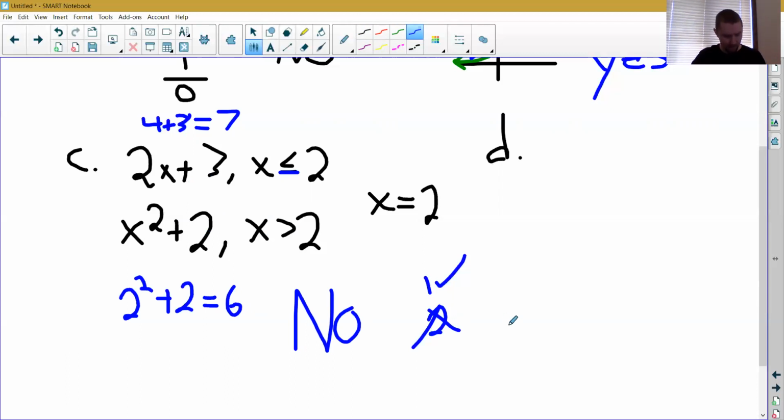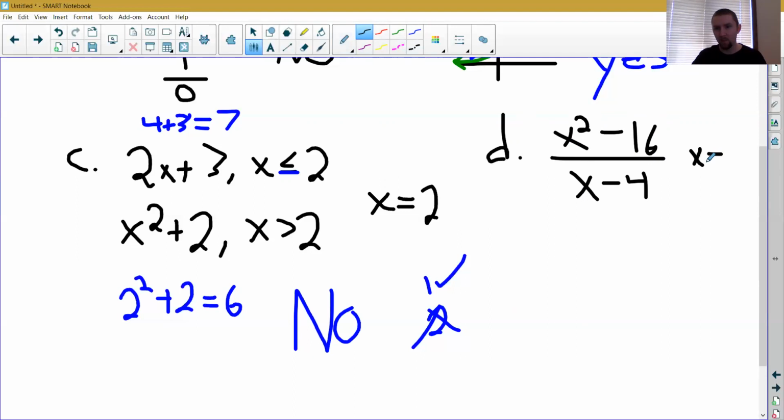And then our last function, letter D, says x squared minus 16 over x minus 4, and they want us to check the continuity at x equals 4. So again, we'll check condition 1, plug 4 in. Does it work out? Well, if we plug 4 into this function, on the top we get 16 minus 16, and on the bottom we get 4 minus 4. That's 0 over 0, so that's not going to work. 0 over 0 is undefined. So letter D is again a no, because it failed condition 1.